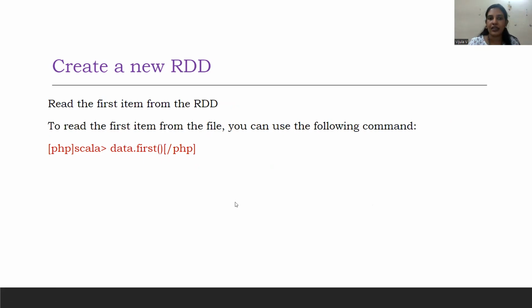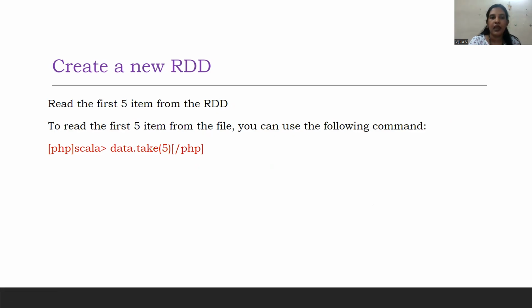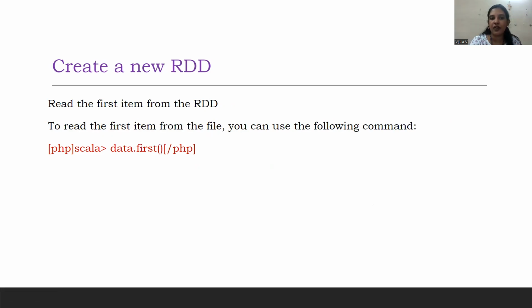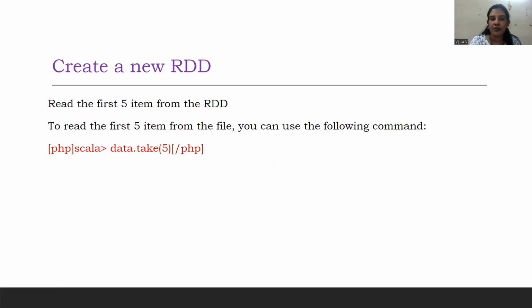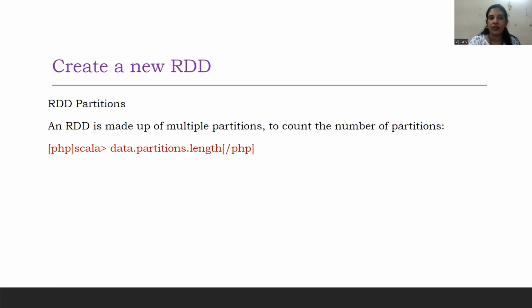And to read the first item from the RDD, this is the command which is used to read the first item from the file. And this is the command to read the first 5 items from the file. So the previous command was to read the first item from the file, and this command is to read a particular number of items. And for RDD partitions, this command can be used when an RDD is made of multiple partitions, and this helps to count the number of partitions.